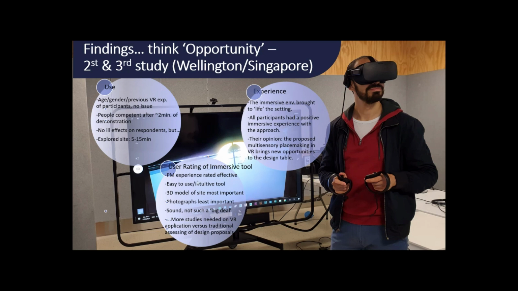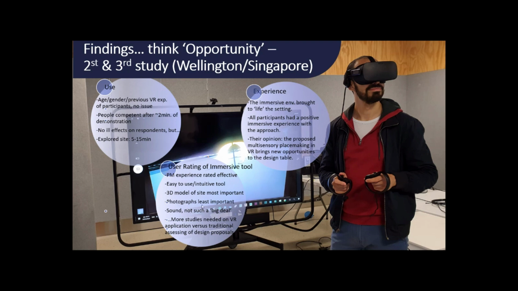And so when we looked at the ratings of the questionnaire, the surveys that we had, the placemaking experience was rated as very effective. The tool was easy to use and intuitive, which is important because you can't have people not understanding. They've got to really be able to jump onto this effectively. Respondents said that the most important aspect of the tool was the 3D dimension. It was the model. Whatever it was that you were building was important. And again, it didn't have to be 100% accurate, but the model itself was very important.